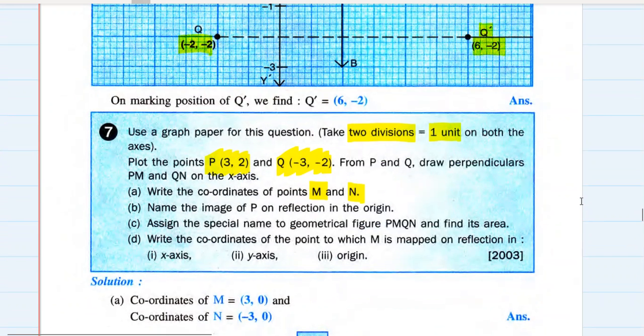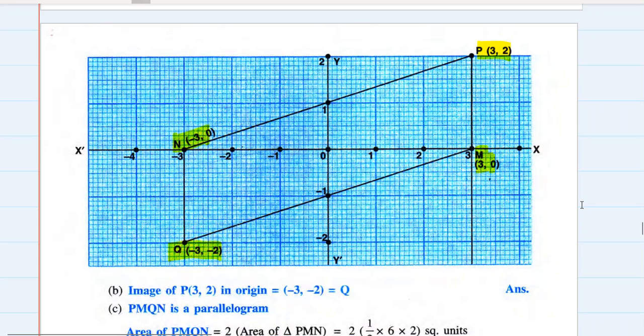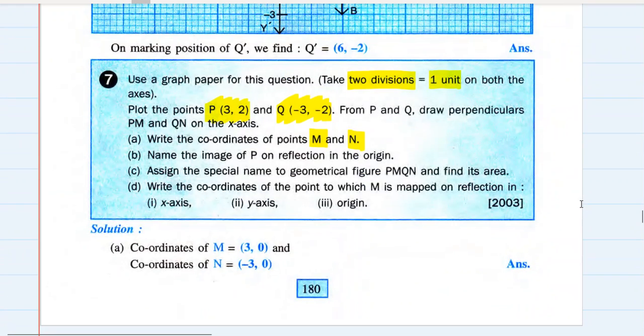Then assign a special name to the geometrical figure PMQN. Now it looks like a parallelogram to me. It doesn't look like a rhombus because in a rhombus all the sides are equal. Neither does it look like a square or a rectangle because all angles are not 90 degrees and all sides are not equal. Okay, so it's a parallelogram.